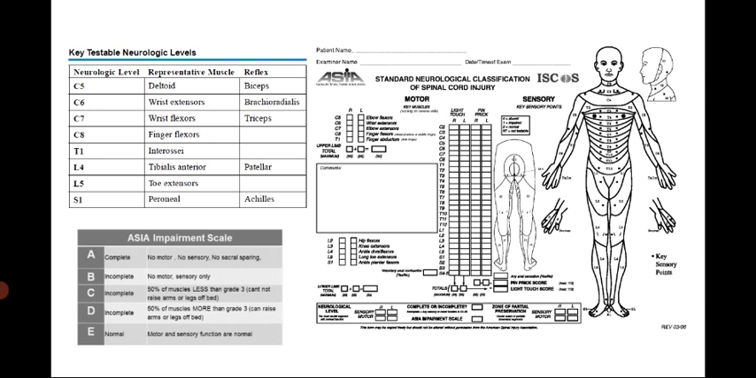Now we have scaling for the muscle strengths. For the ASIA scale, we have A, B, C, D, and E. A, or complete paralysis: the patient has no motor, no sensory, and no sacral sparing. For B, or incomplete, the patient has no motor but has sensory only. For C, also incomplete, 50% of muscles have less than grade 3, or the patient cannot raise arms or legs off of the bed. For D, we have 50% of muscles more than grade 3, or arms and legs can be lifted off the bed. And then we have E for normal: motor and sensory functions are normal.